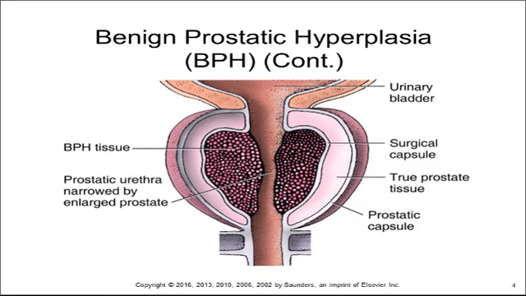This is a picture of what BPH looks like. You can see that you have all of the prostatic tissue there, and that the urethra is narrowing because of all of that tissue around it, so that decreases the area that the urine has to come out.